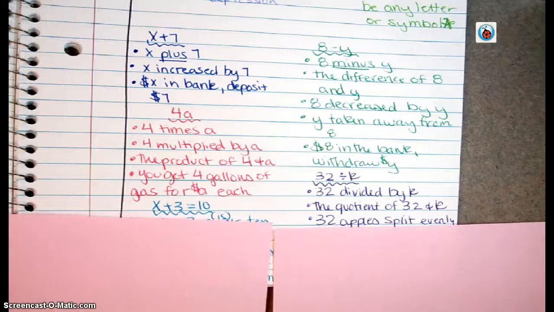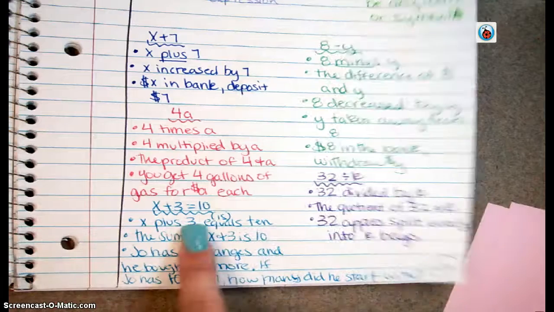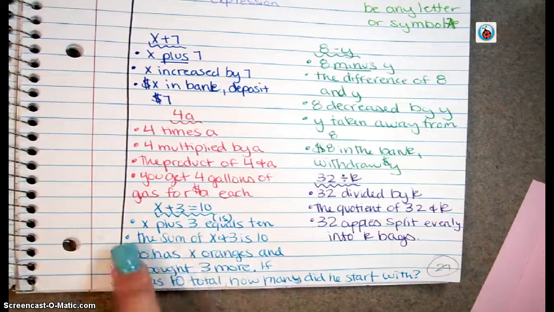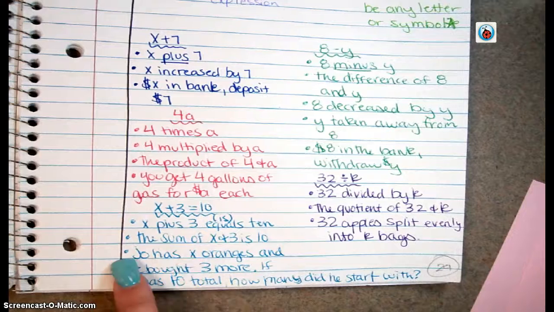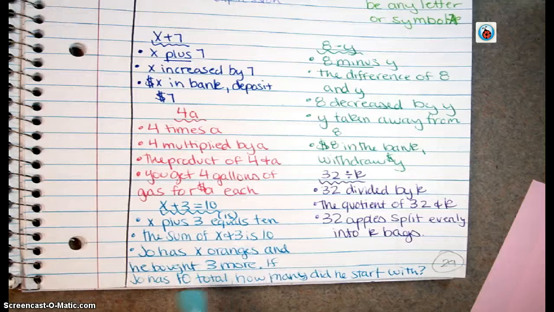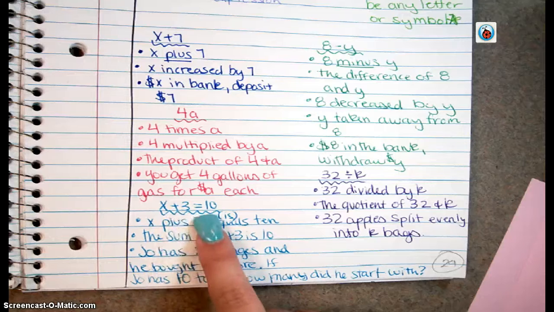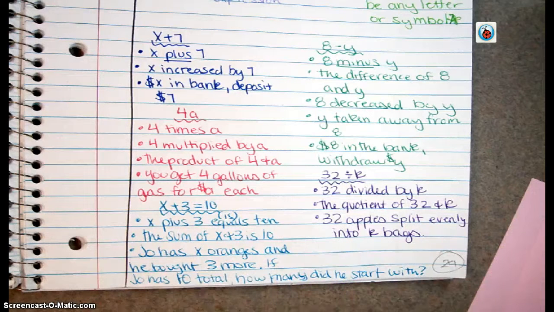X plus 3 equals 10. It could look like this. X plus 3 equals 10, or is 10. The sum of x and 3 is 10, so this also means to add. Or, looking in a word problem, it could look like this. Joe has x oranges, and he bought 3 more. If Joe has 10 total, how many did he start with? Okay, notice this word total. 10 total. So that means it's equal to 10, okay?